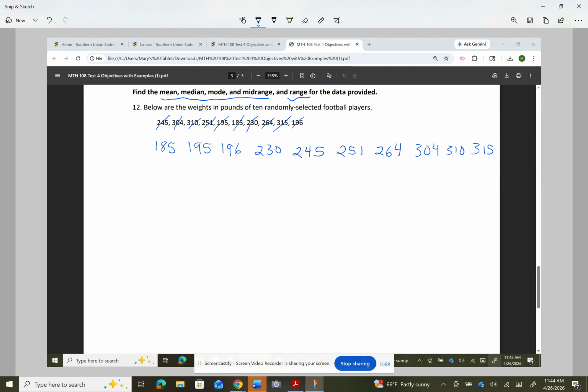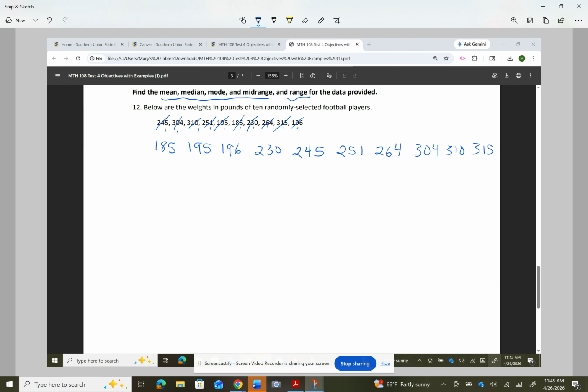Okay, so let's see, how many did we have? We had 1, 2, 3, 4, 5, 6, 7, 8, 9, 10. Again, I don't need them in order for the mean, but it helped to have them in order for mode and for mid-range and range, and you have to have them in order when you're doing the median. So I sometimes like to go ahead and do that.